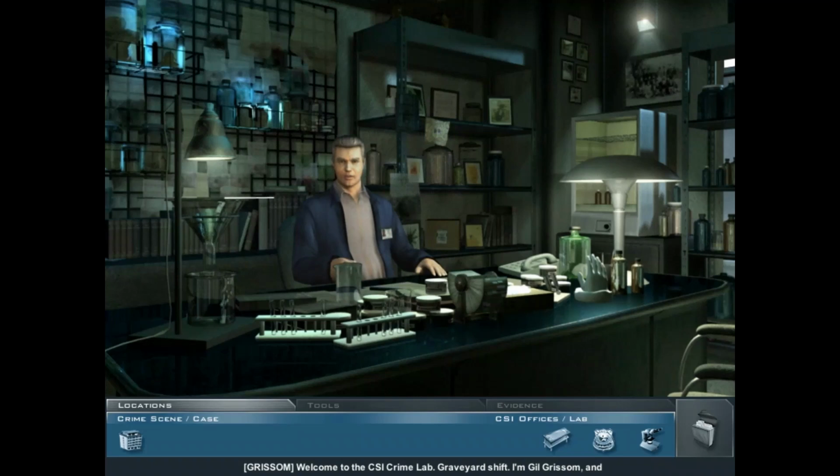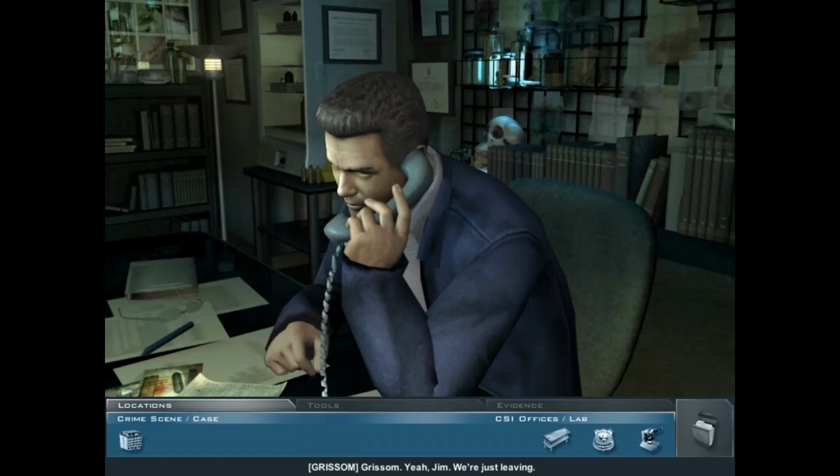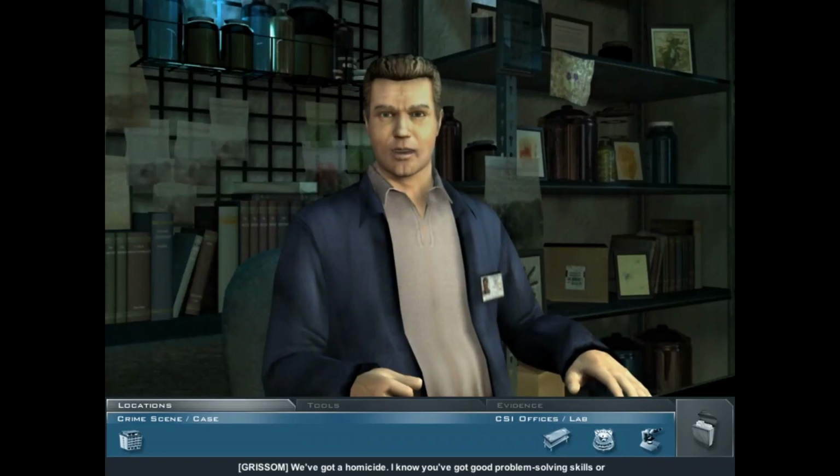Welcome to the CSI Crime Lab Graveyard Shift. I'm Gil Grissom, and you must be the new intern. I know it's your first night, but we're short-handed and... Grissom. Yeah, Jim. We're just leaving. We've got a homicide. I know you've got good problem-solving skills or you wouldn't be here. You'll have to jump right in on this crime scene with me.